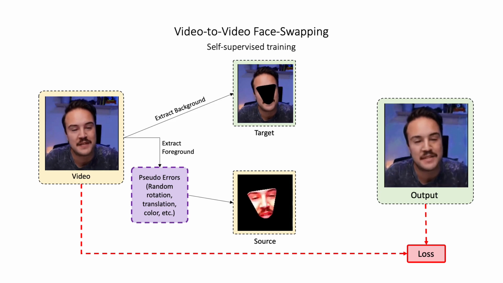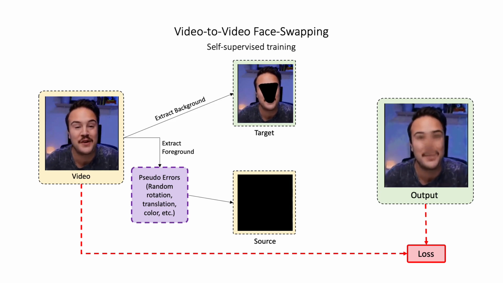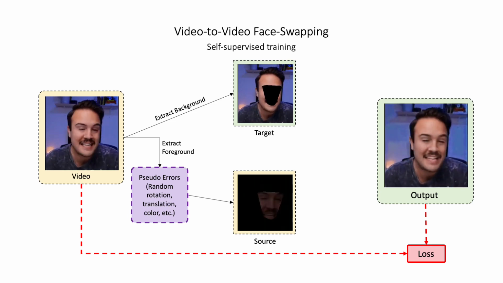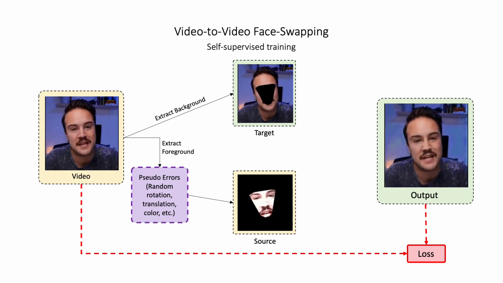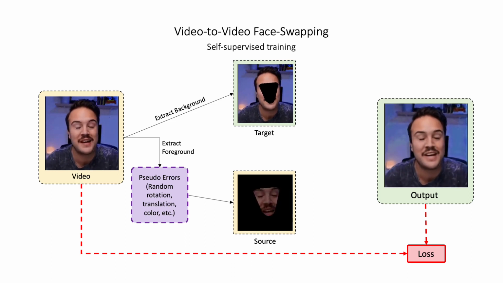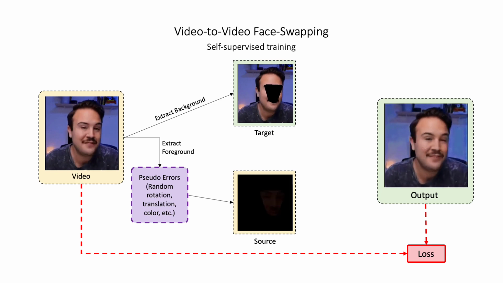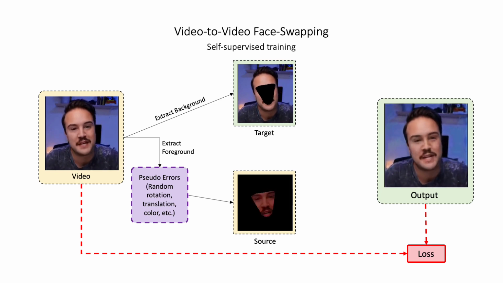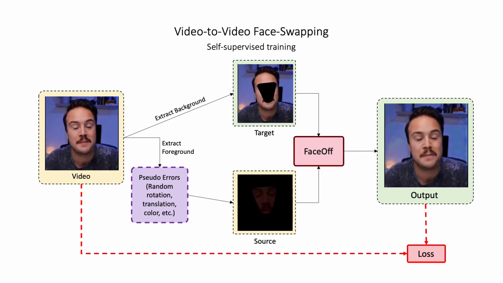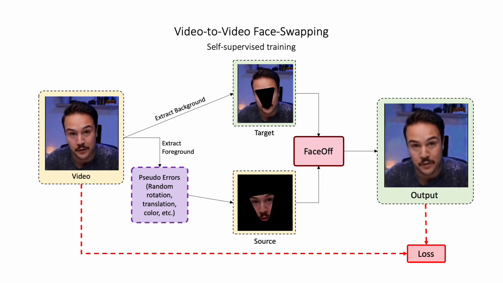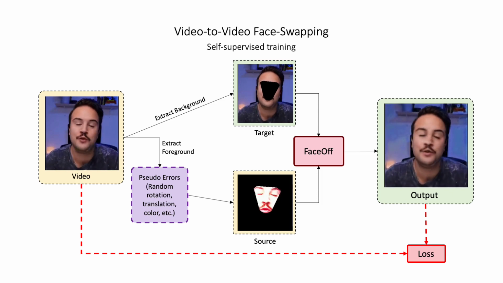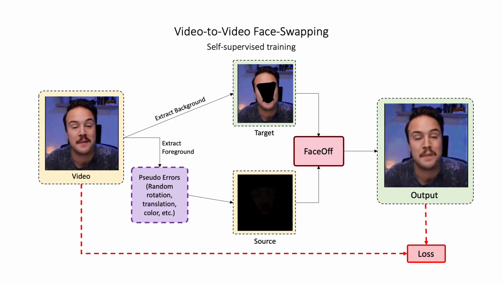In this setting, we use a single video to generate the source and the target. The target is the background and the pose extracted from the video. The source is generated by first extracting the foreground of the video and then adding random errors. The inputs are then passed through FaceOff. FaceOff is expected to fix these random errors and generate back the original correct video.